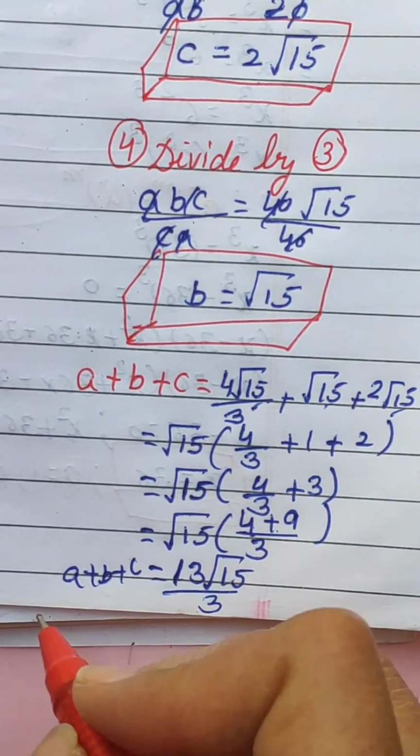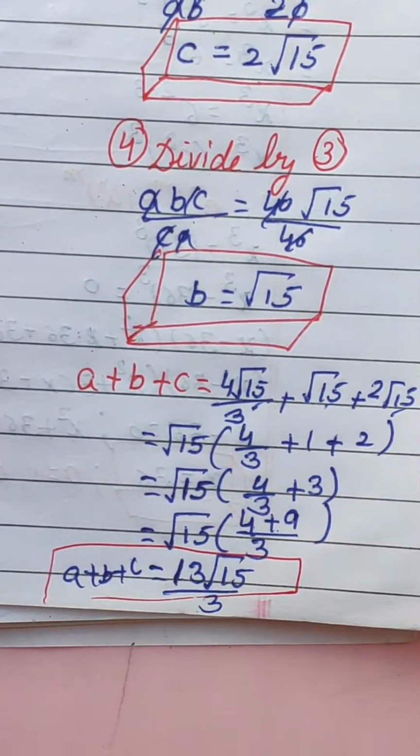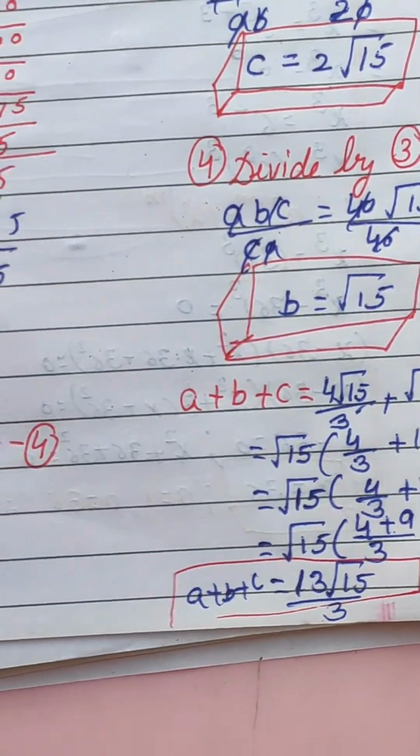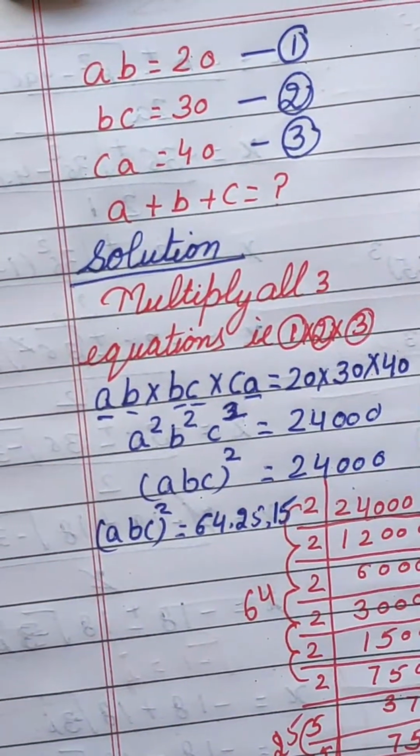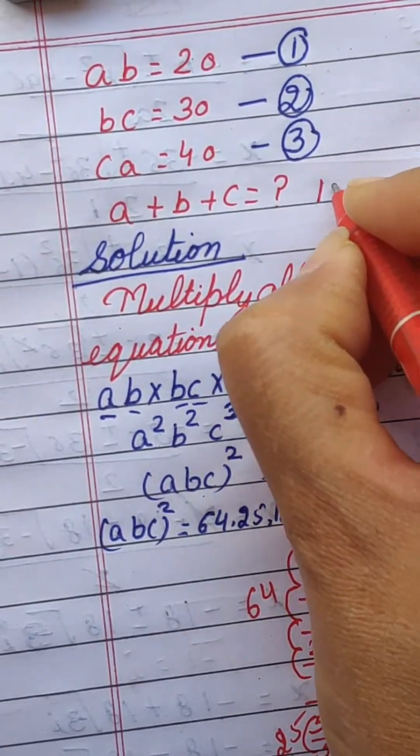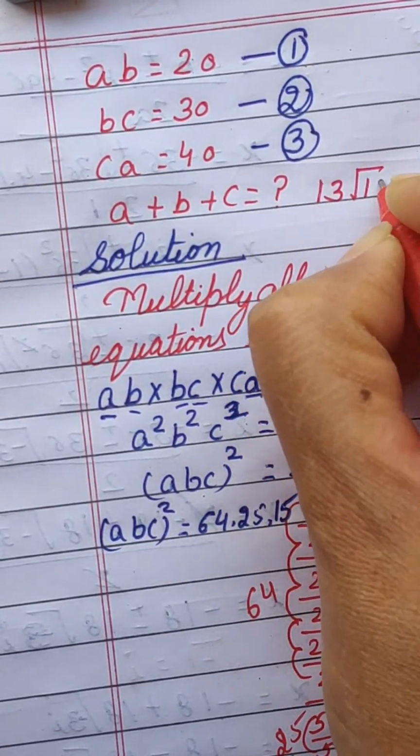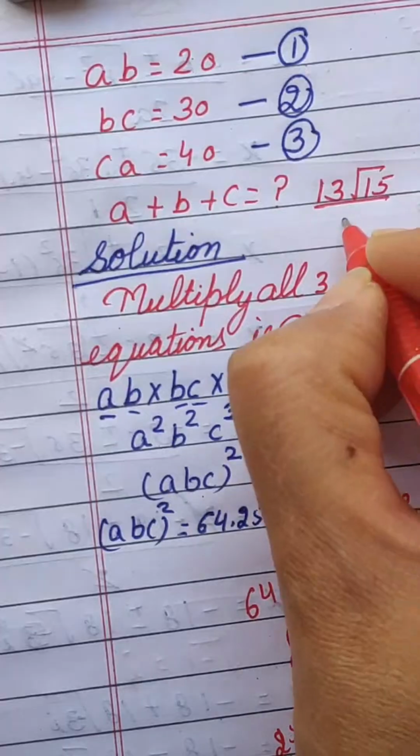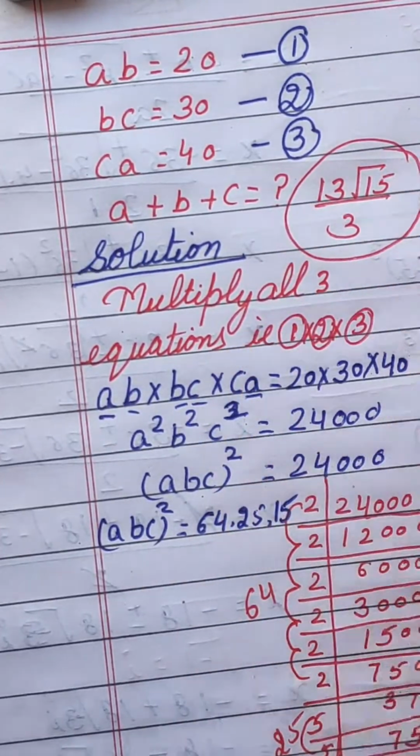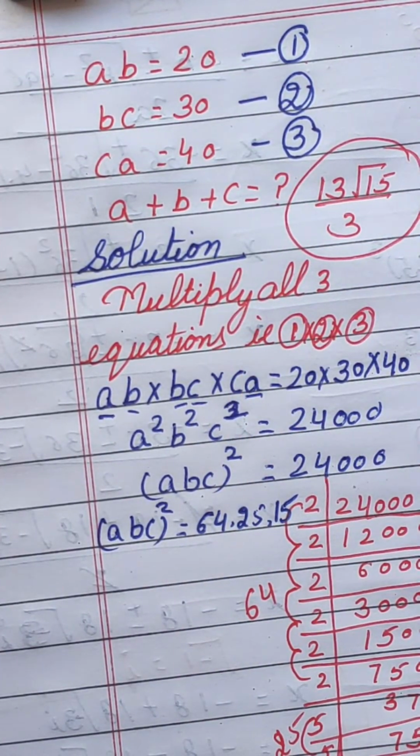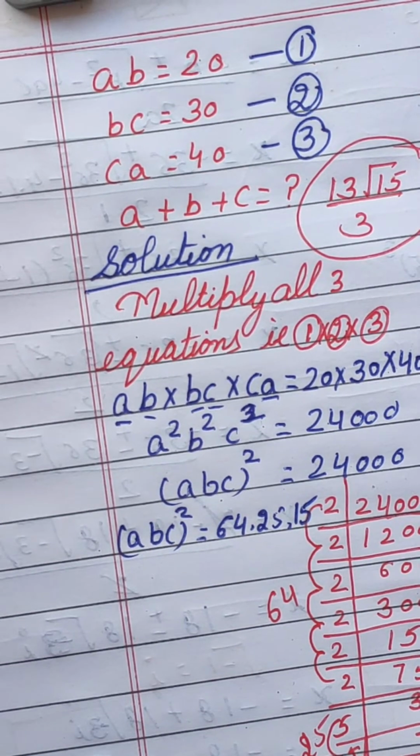Right? So this is the answer. 13 root 15 upon 3 is the answer. So next, we move on to the next question.